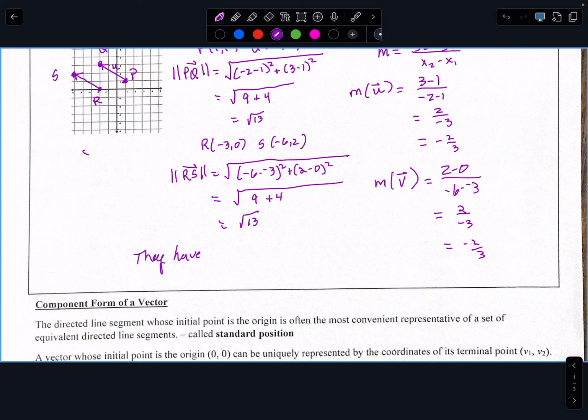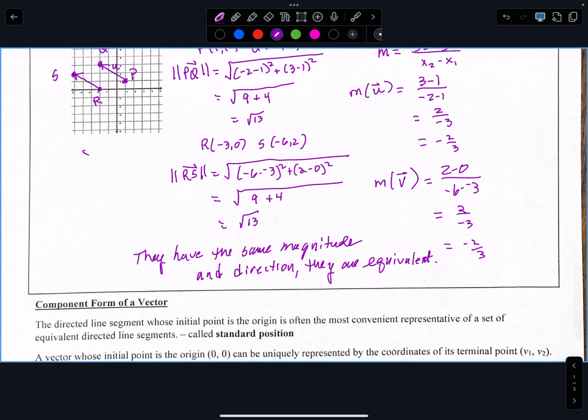They have the same magnitude and direction. They are equivalent. So it takes both showing that their lengths are the same, and that they're going in the same direction, which is your slope.